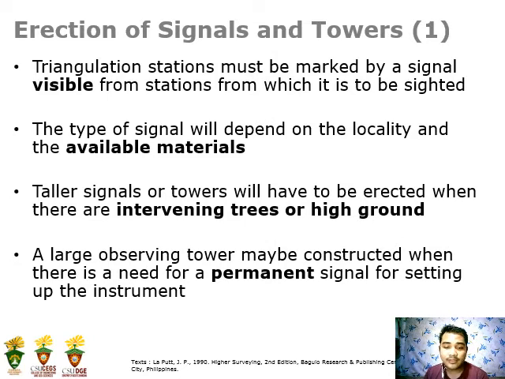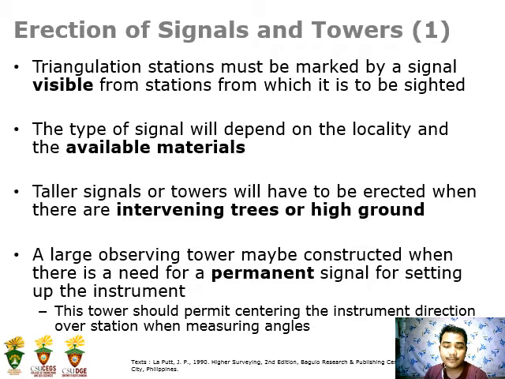The large observing tower may be constructed when there is a need for a permanent signal for setting up the instrument. So sa signals and towers, class, sa unang panahon dito nila set up ang instrument sa ibabaw sa signals and towers kay para mas ma-visible nila. Tapos naay flag nga gitawag og signals, flaglets, para makita siya, nga okay, triangulation station number 1 is naay flaglets color blue, ingana, no? So ingana ang ilahang signals nga nagpamatuod nga okay sakto ni siya, this is triangulation station number 1.